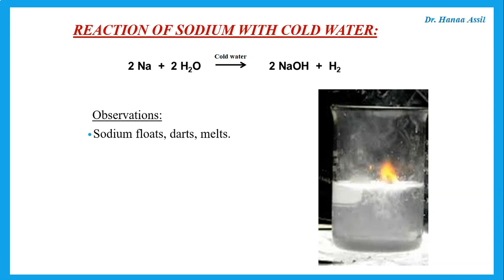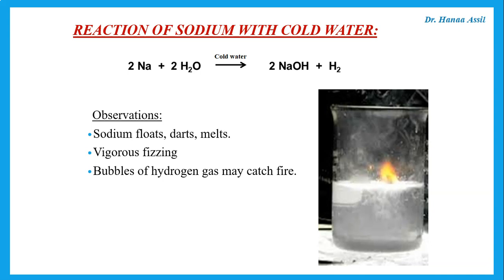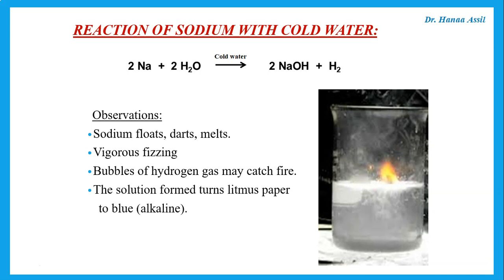It will move around because it's forming bubbles of hydrogen gas, and that will push it around. So we say it darts. And it melts or it disappears because, of course, the piece of sodium is reacting. It's giving out hydrogen, so it gives bubbles of gas or vigorous fizzing. And the bubbles of hydrogen gas may catch fire. Remember, the solution formed is sodium hydroxide. So if I put litmus or universal indicator, it would turn blue because the solution has become alkaline.